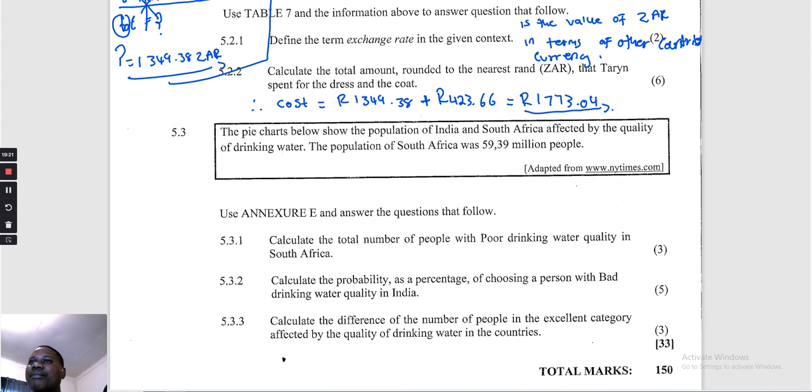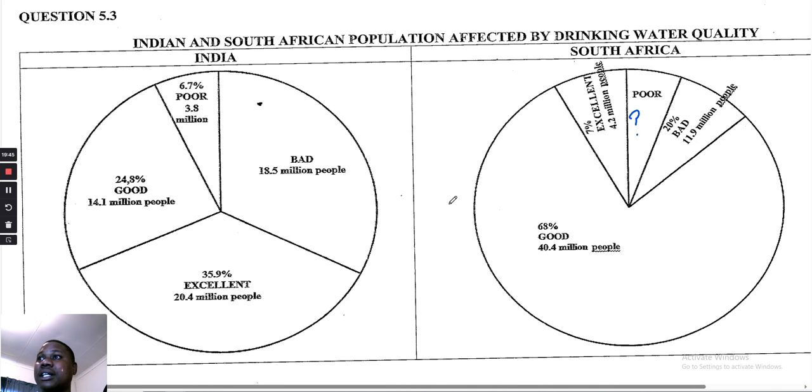They say calculate the total number of people with poor drinking water quality in South Africa. Remember, as it is stated above here, South Africa has how many people? 59.39 million people. So already they have given us other categories. The other categories that were given are good, excellent, and bad. So we're going to subtract 40.4 million, 4.2 million.